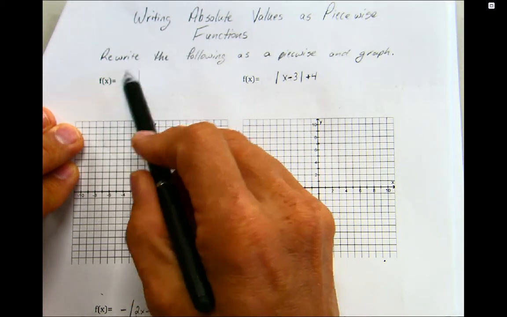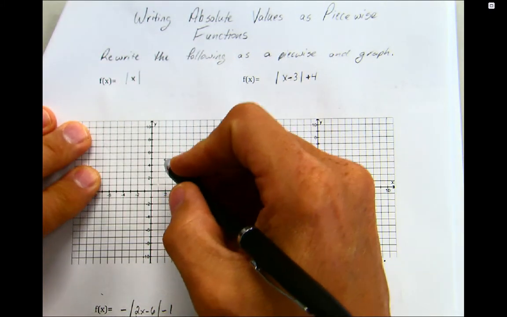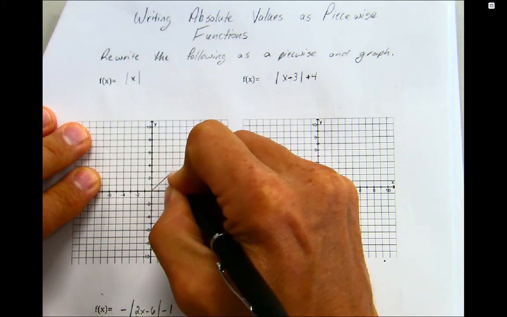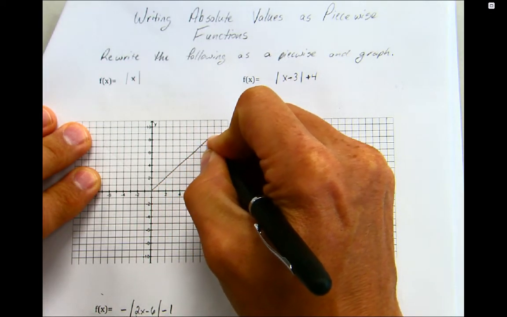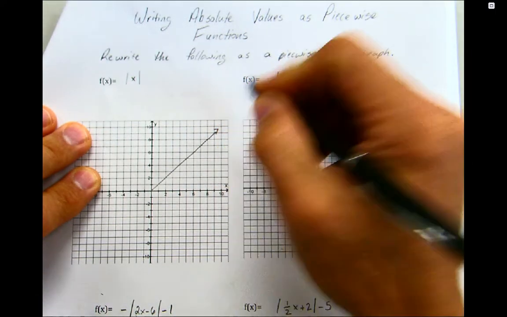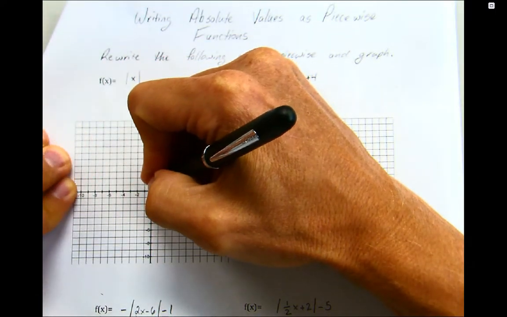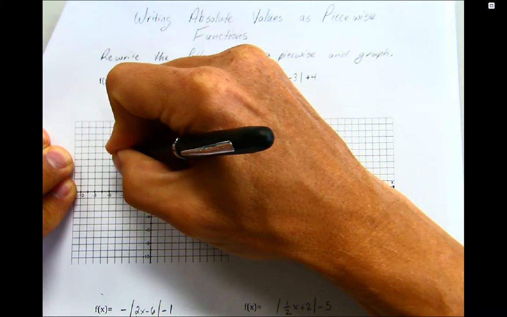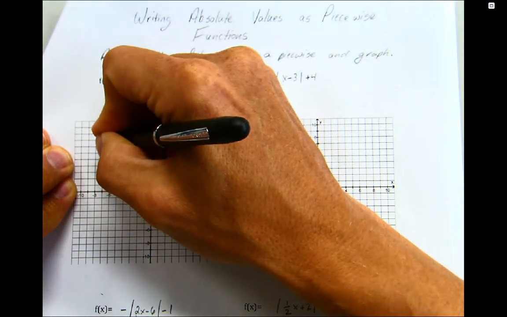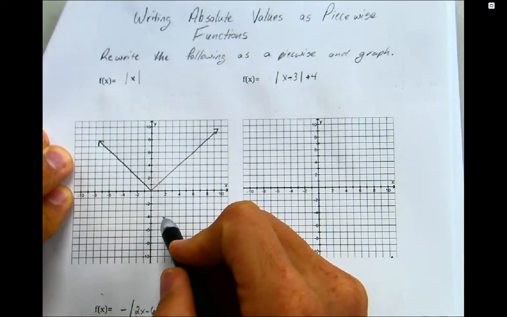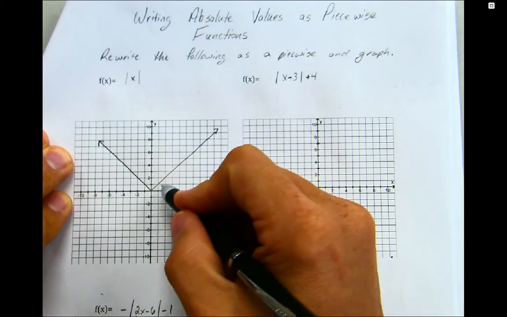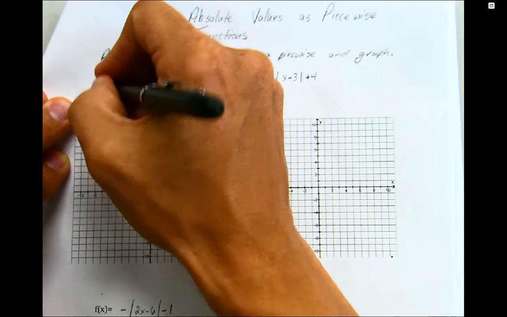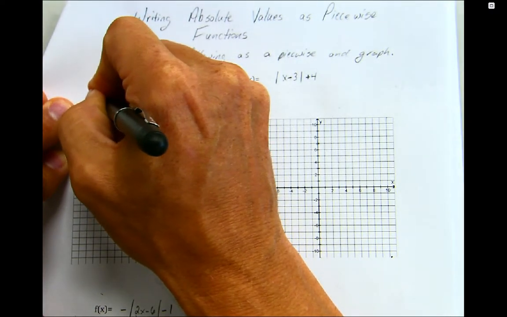So if I graph f of x is equal to the absolute value of x, I think everybody by now better know that I'm going to get a graph that looks something like this. I'm going to have a slope of 1 in the positive direction and a slope of -1 for when x is less than 0. And if we take a look at this, we can really break this up into two lines, right? So I can make it into a piecewise function.